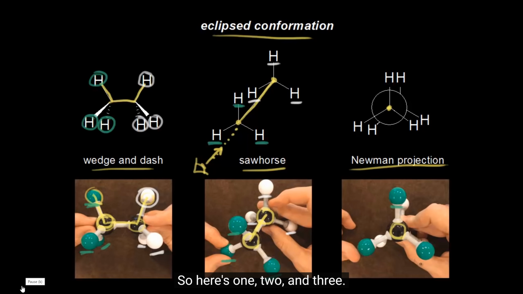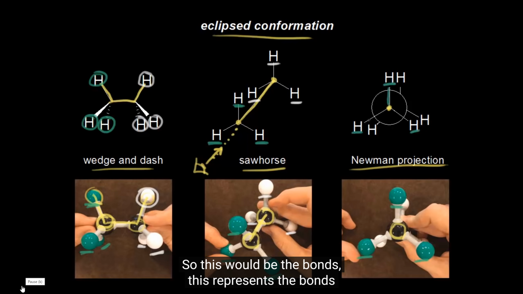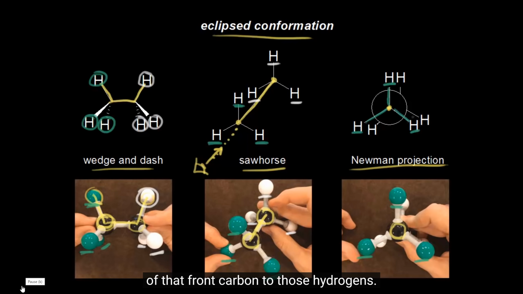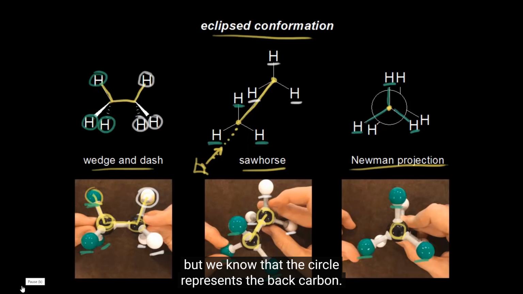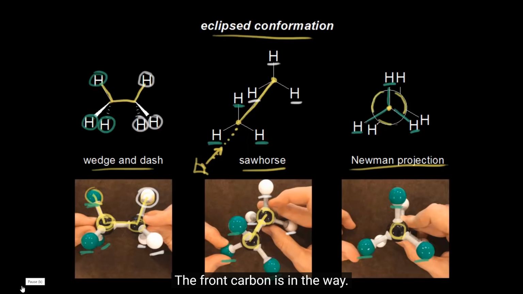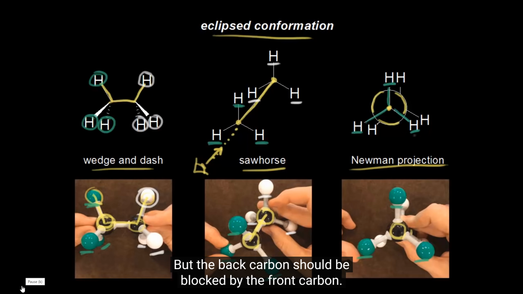So here's 1, 2, and 3. Up here, 1, 2, and 3. So this would be the bonds. This represents the bonds of that front carbon to those hydrogens. The back carbon is pretty difficult to see, but we know that the circle represents the back carbon. The front carbon is in the way. You might be able to see a tiny bit of the back carbon here, but the back carbon should be blocked by the front carbon.